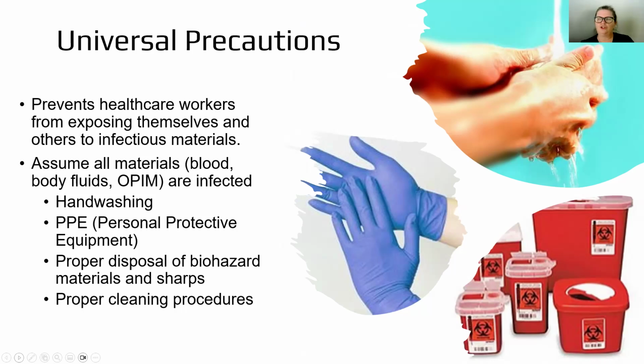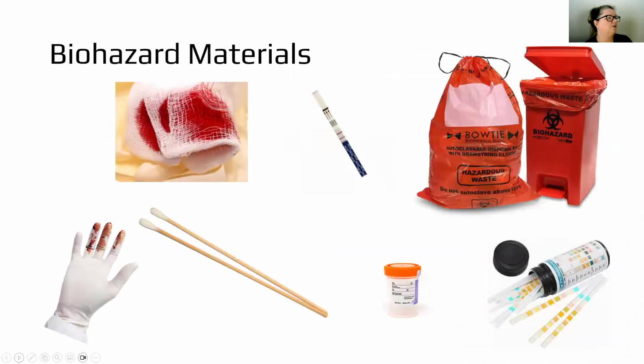We're not at home just wiping down the kitchen table, okay? There's certain things we have to do in a medical setting to make sure things are clean. Here is just a little visual of what biohazardous materials look like. And these are the non-sharps that would go into a biohazard container or bag like you see up in the upper right-hand corner there. This can be bloody gauze, swabs, bloody gloves.